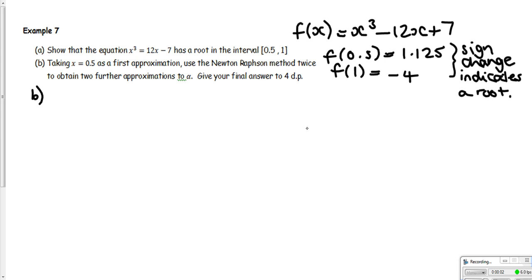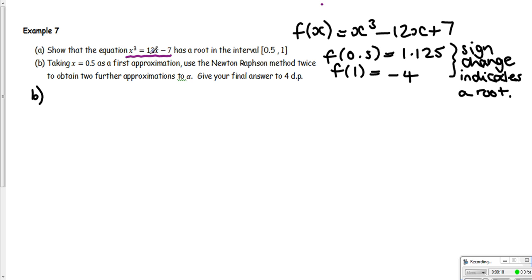FP1 numerical methods, example 7. Part A is the standard part A to these sorts of questions, where it asks us to show that this particular equation has a root in a certain interval. Now remember, if it's not equal to 0, your first step is always to rearrange it.